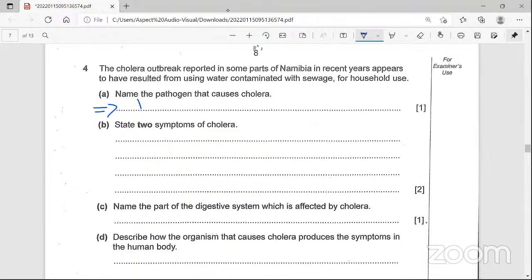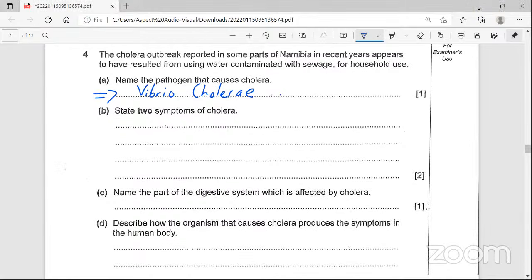Guys, you are making too much noise. Please take note of the spelling of that pathogen. Vibrio cholerae. If you just write Vibrio, you will get it wrong. It's Vibrio cholerae.